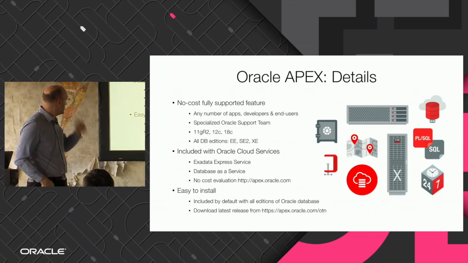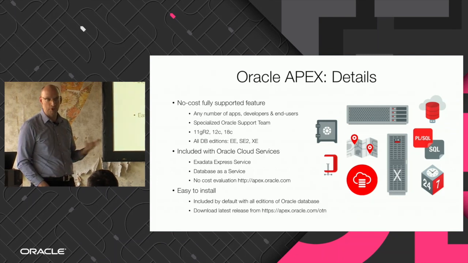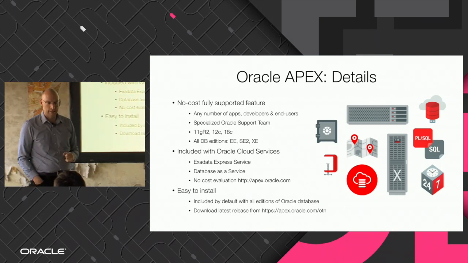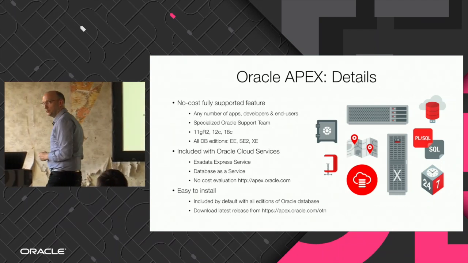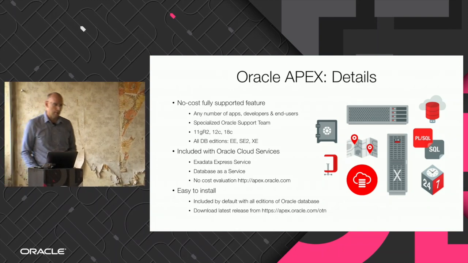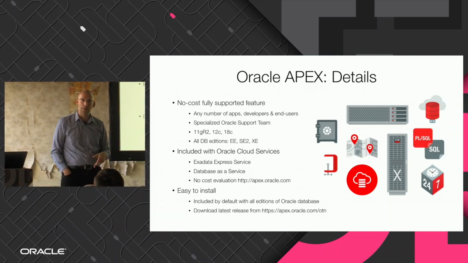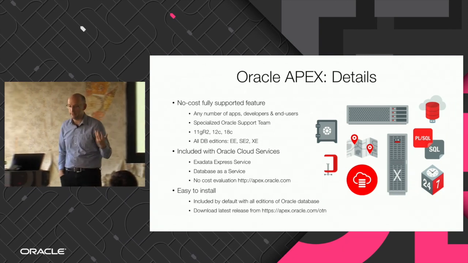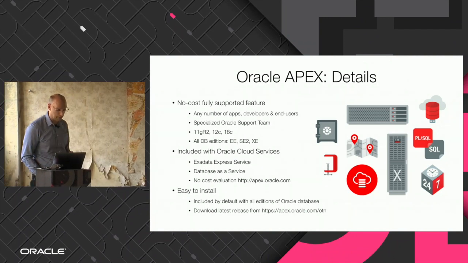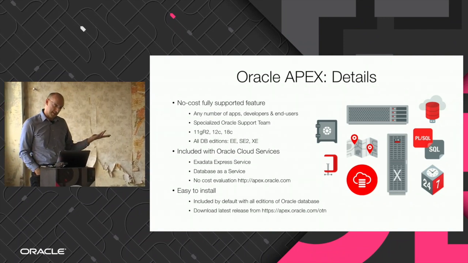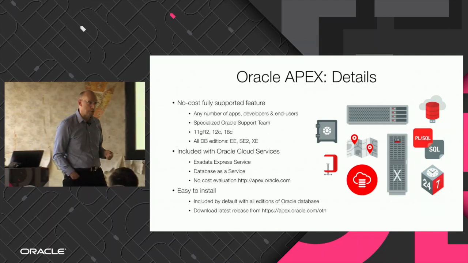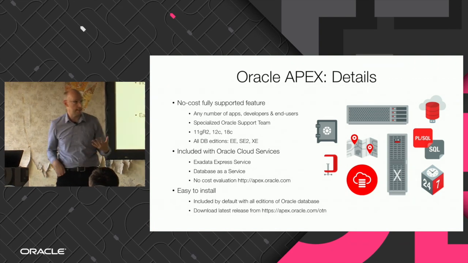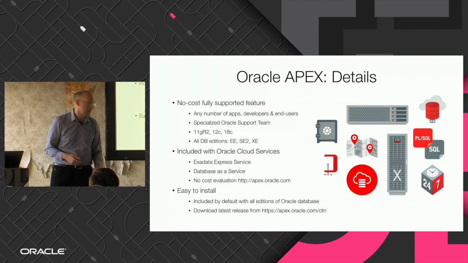The minimum required version is 11g. I think most customers have that already. And as I said, it's part of all database editions. Typically, if you install one of the later versions of the Oracle database, it's not installed by default anymore. You have to download and install it separately, but that's actually a task of about 20 minutes. It's included with Oracle Cloud Service as well. If you subscribe to Oracle Database as a Service, you can run Apex there as well at the same cost. As I said, it's a feature of the Oracle database and treated as such.